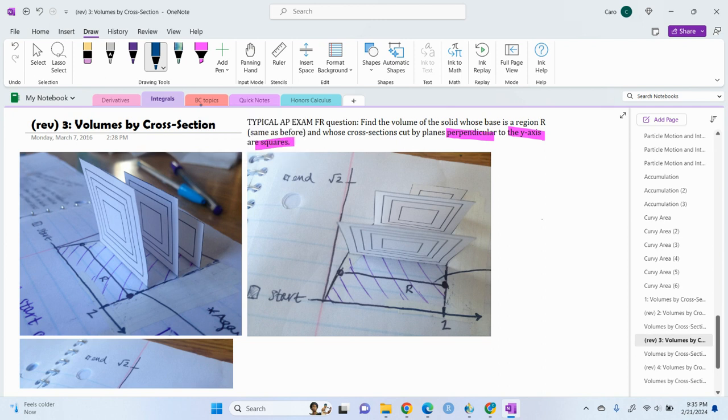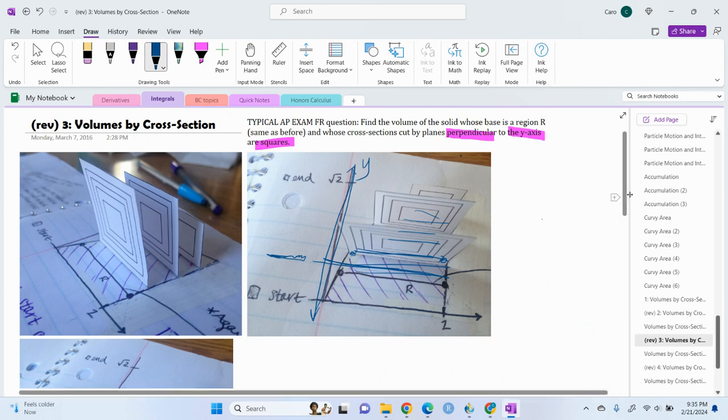So that is why whenever you do this in your notebook, remember this is your y-axis, for example, here. And what would perpendicular to the y-axis look like? That'd be like this. So imagine you're taking your knife, here's your handle, and you're chopping like this, and you end up with squares. So make sure they're going horizontally, not vertically, in your notebook whenever you glue these things down.